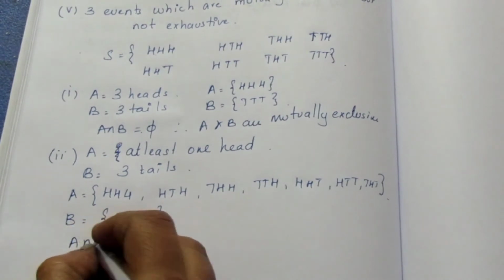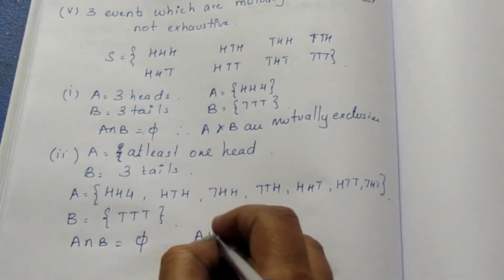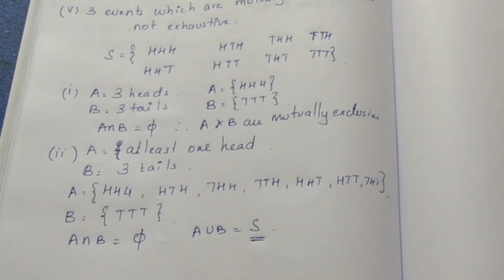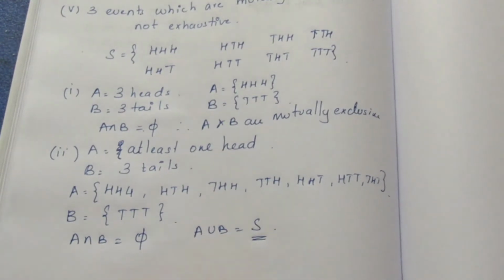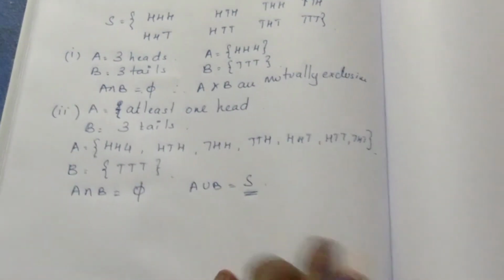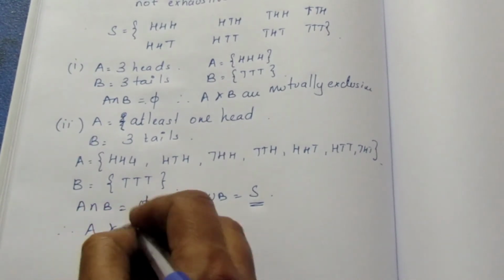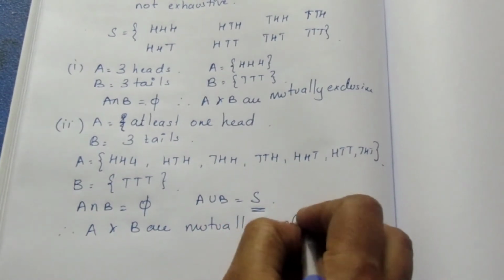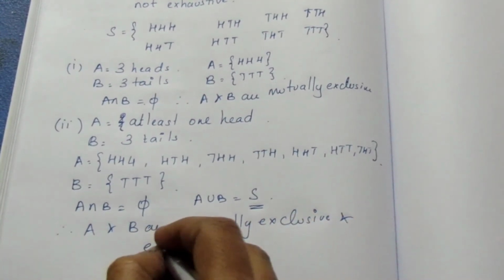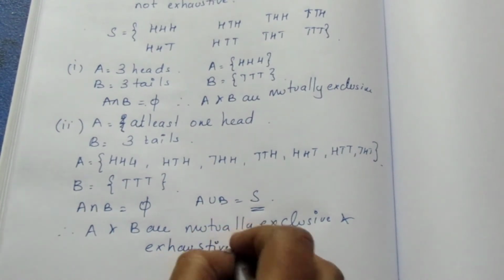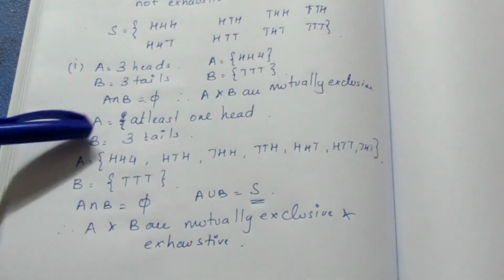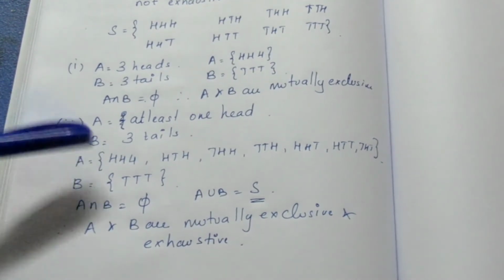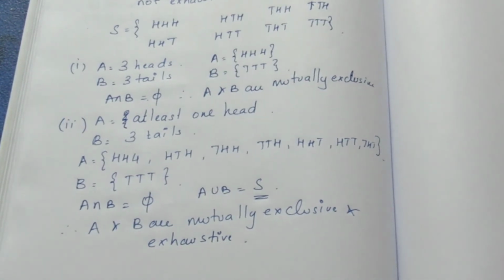So here A intersection B is your null set and A union B is your sample space. Exhaustive means it should have all the elements in the sample space. Now A union B is your sample space, so we can write therefore, in this sum A and B are mutually exclusive and also they are exhaustive. You can give your own example. We can also write at least 1 tail, and for B we can take 3 heads. Even that will give mutually exclusive and exhaustive events.